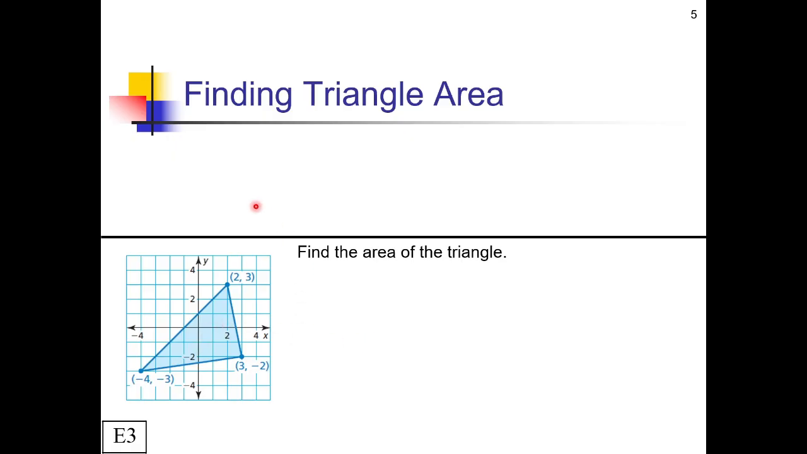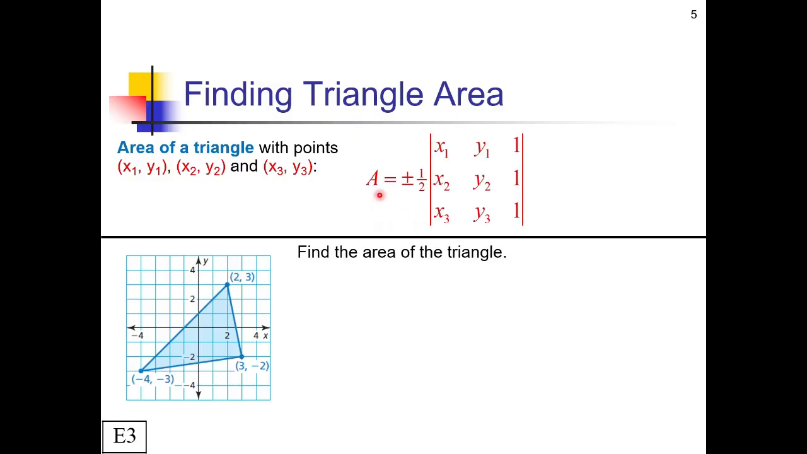Actually, there is. So the area of a triangle with the points x1, y1, x2, y2, and x3, y3 is as follows. The area is going to be, the way I've written it, plus or minus 1/2 times, what are these vertical bars? That is the determinant of a matrix. And this matrix has x1, y1, x2, y2, x3, y3.